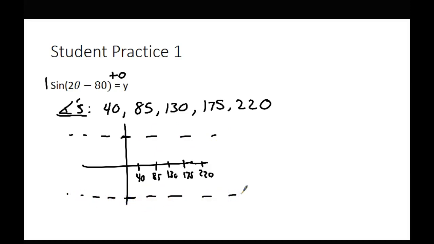We start now with sine. Edwards, where do we start for sine? At the midline. There we go. So we start at the midline, and then you go up from there.